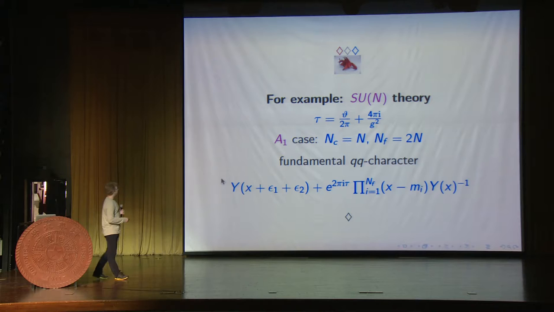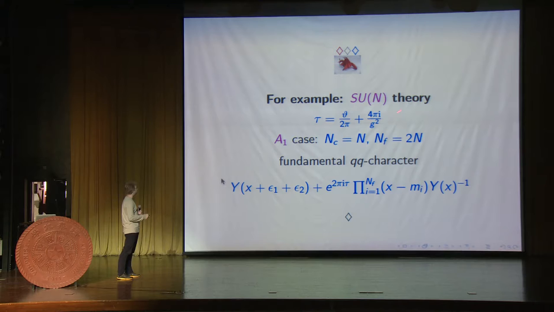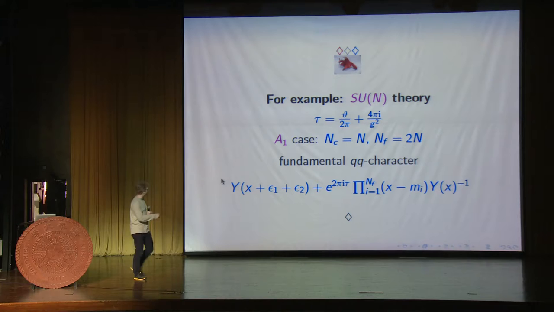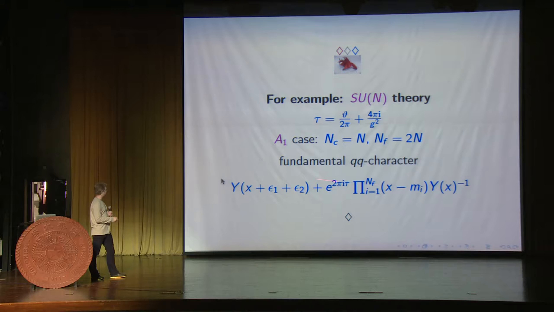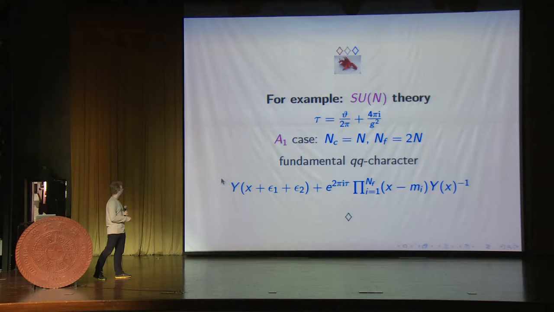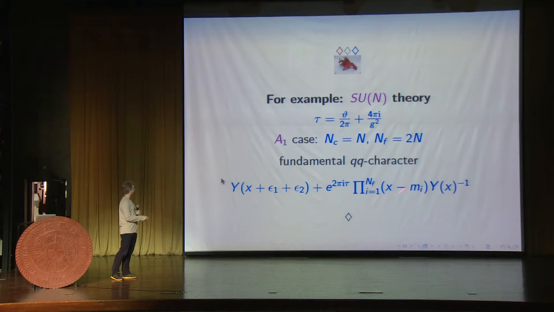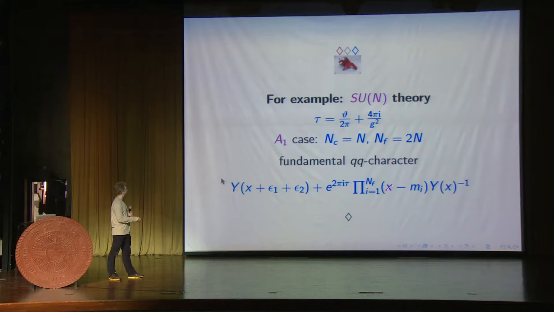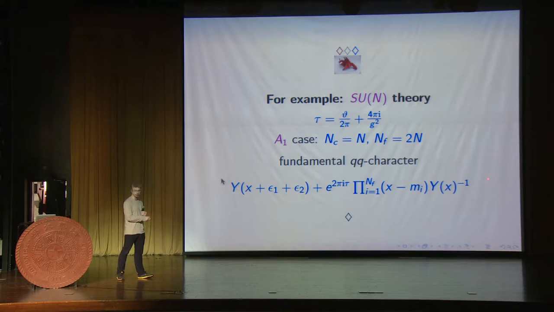So the simplest example of such a correction term is in the SU(N) gauge theory with 2N fundamental hypermultiplets. I know that Nietzsche is here, so I'm not calling this a U(N) gauge theory. The simplest fundamental QQ character is a sum of two terms. First you have this Y expression, whose argument is shifted by some parameters of the omega deformation, and that will have poles in each instanton sector. And then there is a term which carries exactly one unit of instanton amplitude and the product of all 2N fundamental masses, and then 1 over Y. This expression will have zeros in the instanton sectors with one lower instanton charge, and they will cancel these poles.